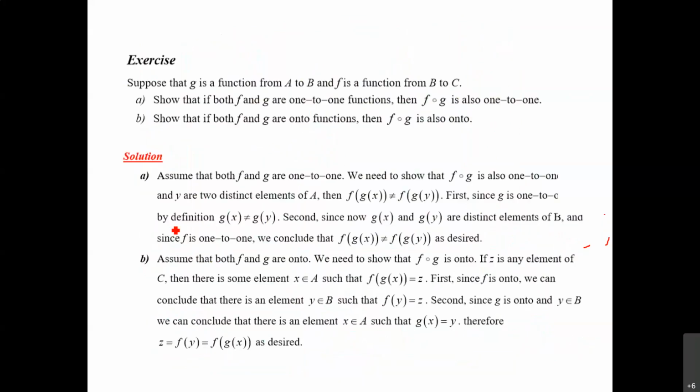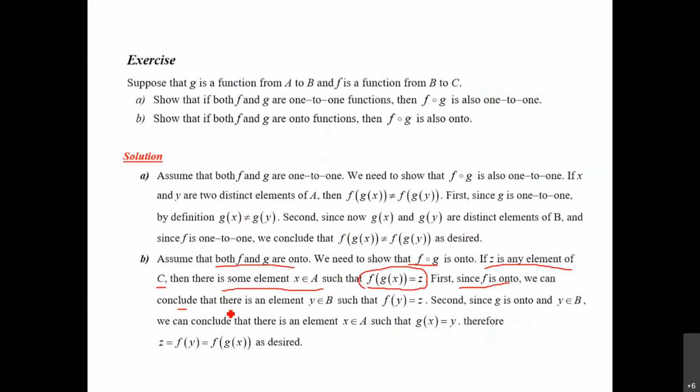Let's see how they wrote it. Assume both F and G are onto. We need to show that F round G is onto. If Z is any element of C, so let Z belong to C, then there is some element X in A such that F round G of X is Z. This is what we want to prove.